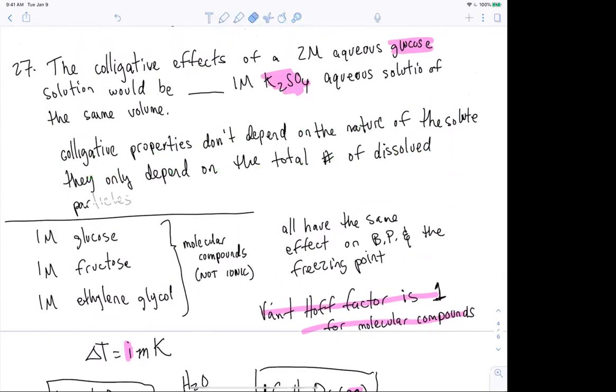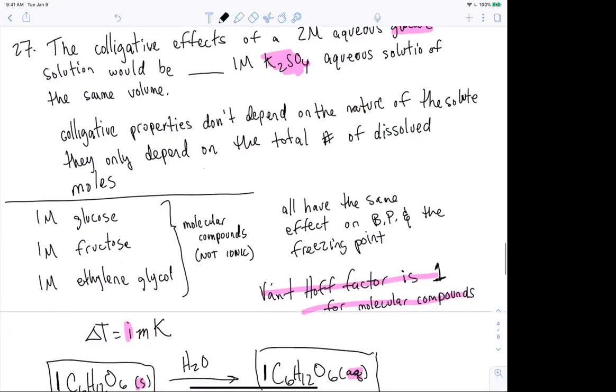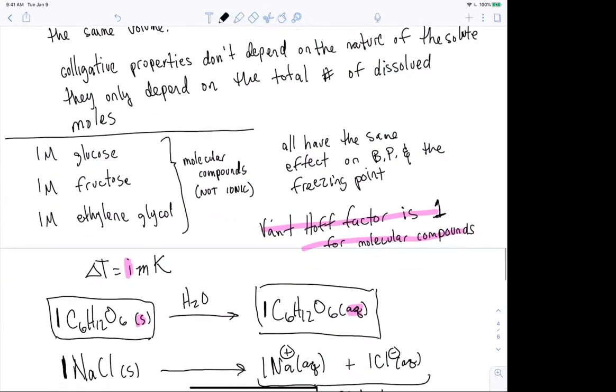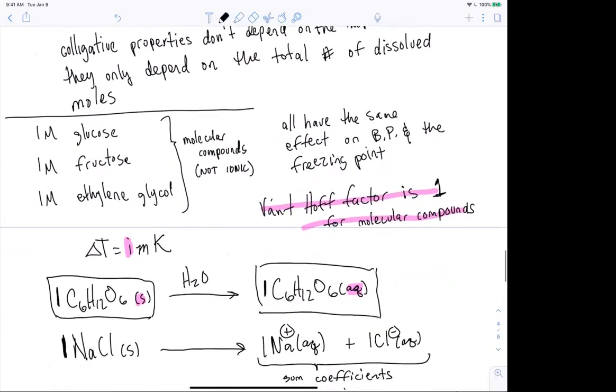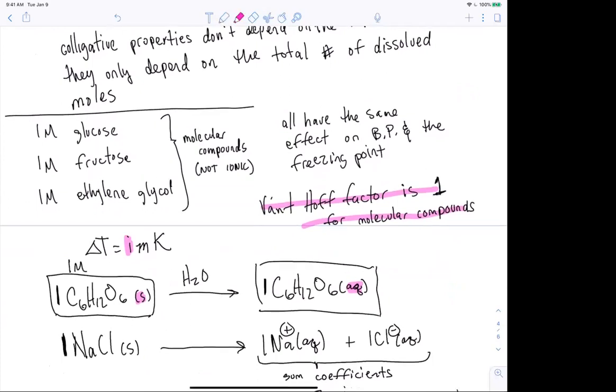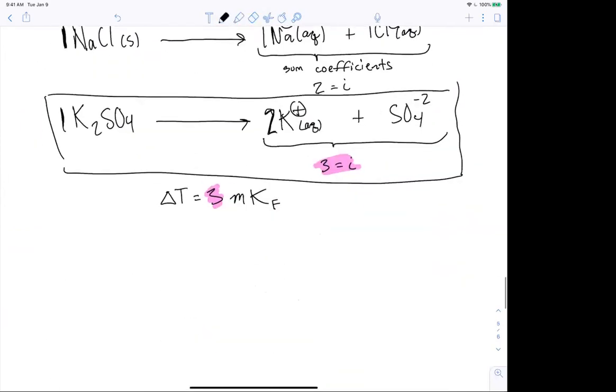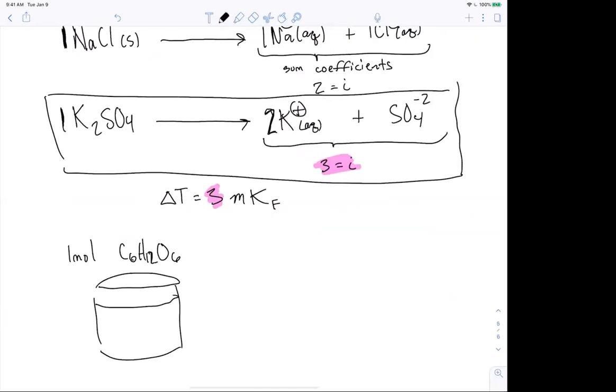I'm going to change this to moles. It only depends on the total number of dissolved moles. Then we see why this matters. So if I have something like glucose, if I take 1 mole of glucose, and I dissolve it in 1 liter of water, I end up with a 1 molar solution of glucose, which is what you'd expect.